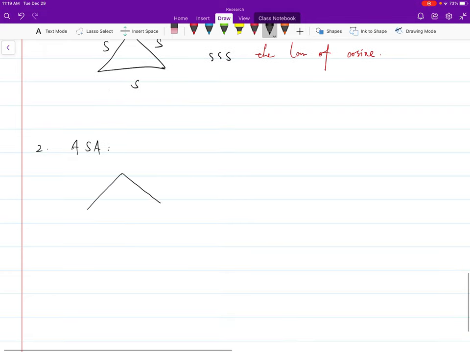Let's see a quite easy example. So we see a triangle. We know this angle is 45. We know this angle is 30. We know this side is 5. Now solve the triangle.